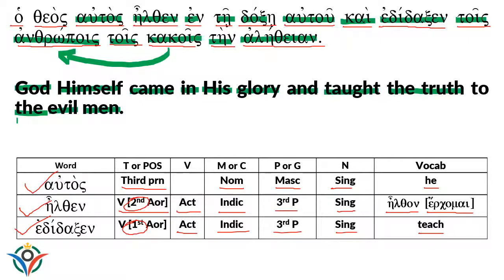And the reason for that is because tain aletheon is in the accusative case, telling me that it is functioning as the direct object. So I've placed the direct object straight after the transitive verb "taught." So taught what? The truth. And then we have tois anthropois, tois kakois in the dative case, telling me it's the indirect object. So God himself came in his glory and taught the truth. Who did he teach the truth to? To the evil men.